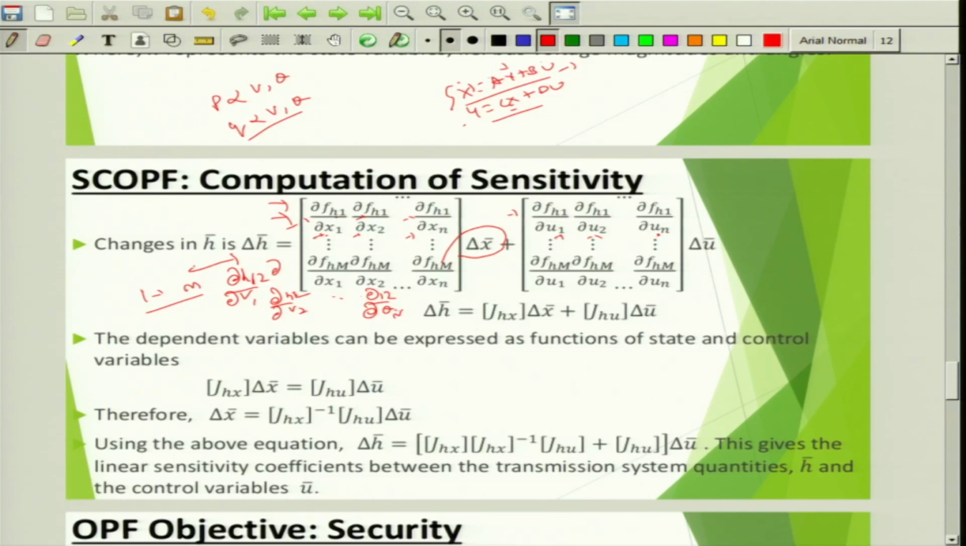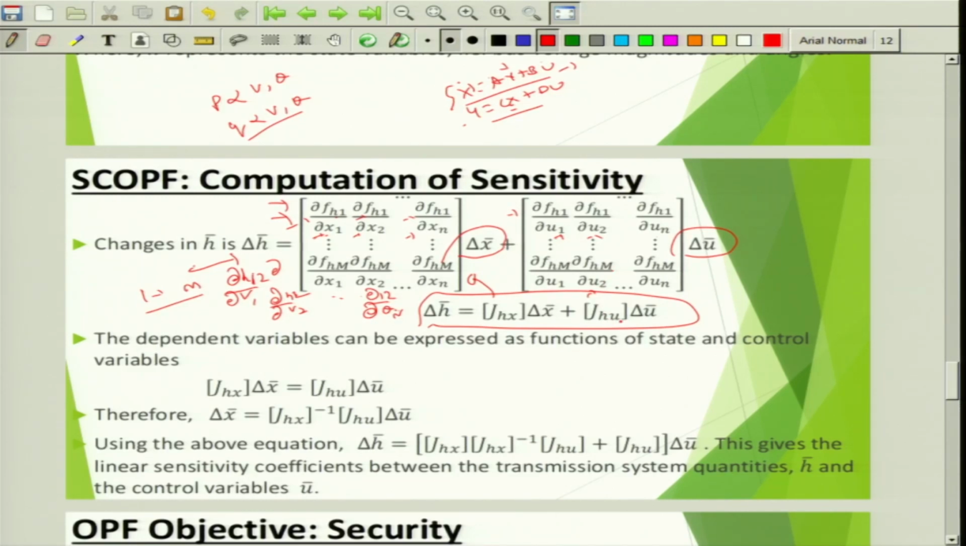What are the control variables? The transformer tap positions and var settings and all these things, and that is multiplied with the control variable change. So in short you get this expression, which is delta H is equal to JHX delta X plus JHU delta U. JHX is this dependence matrix of the dependent variable with respect to the state variable, multiplied by delta X, plus the dependence matrix of the dependent variable with respect to the control variable, which is JHU, into delta U.